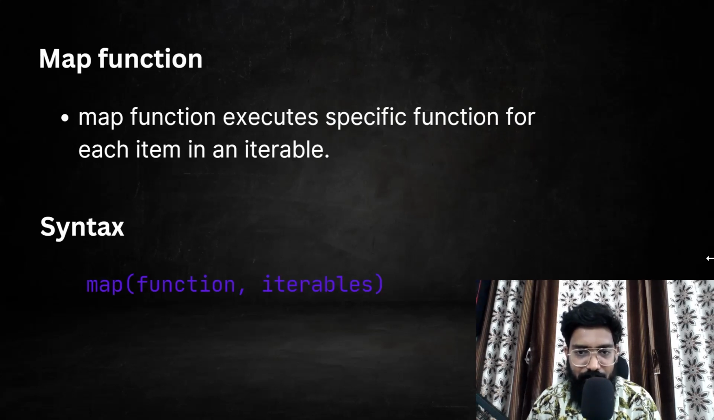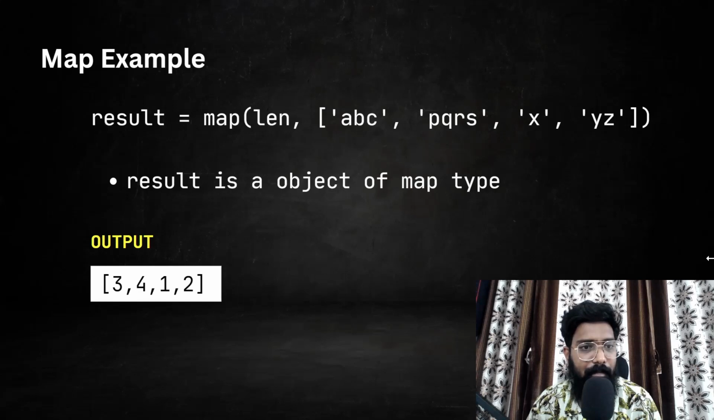Map function executes a specific function for each item in an iterable. We can see this with one example. The result is nothing but a map type of object. Map is a built-in function.